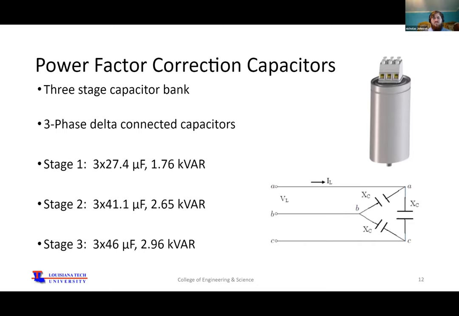41.1 microfarad capacitors that will supply 2.65 kVAR, and the third stage, which was a 46 microfarad capacitor that will supply 2.96 kVAR. For the purpose of this project, though, we'll be combining the stages to correct the power factor of the system. The stages that we'll be combining will be the first and second stage to get the kVAR of 4.41 and capacitance of 68.5 microfarads, 1 and 3 to get a kVAR of 4.72 and a capacitance of 73.4 microfarads, and 2 and 3 to get a kVAR of 5.61 and a capacitance of 87.3.